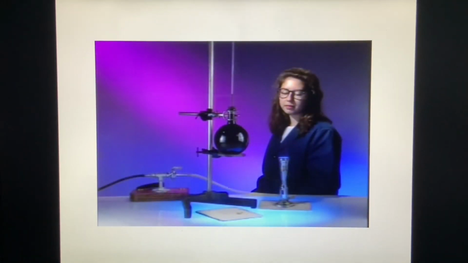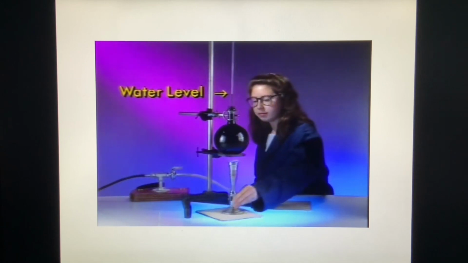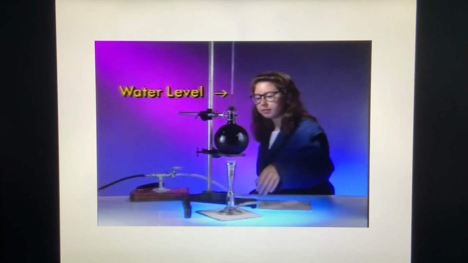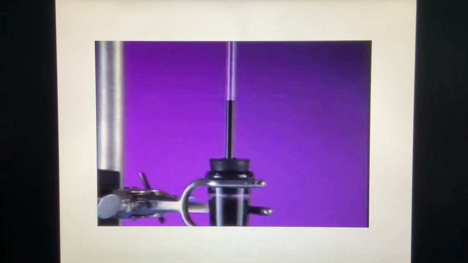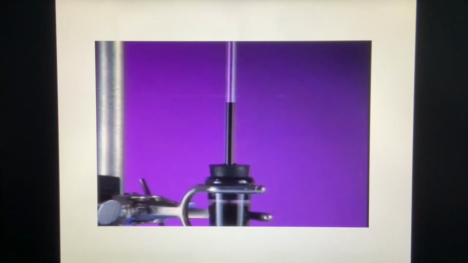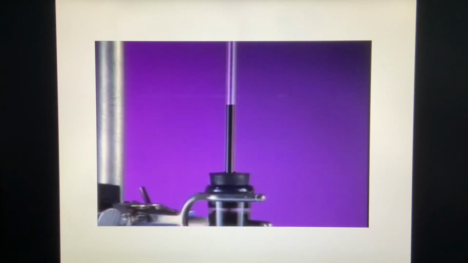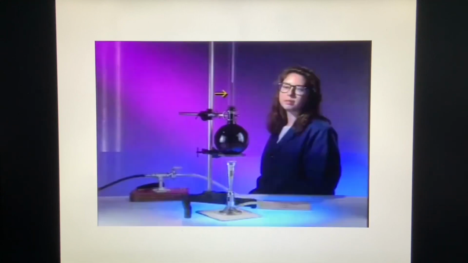We'll use this flask filled with colored water and fit it with a glass tube to demonstrate how a thermometer works. When we heat the water in the flask, it expands and rises up the glass tube. The position of the water level can thus be used as an indication of the temperature of the water.